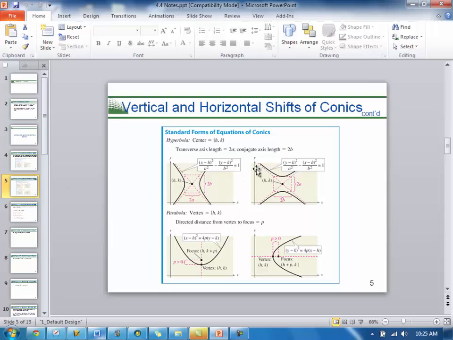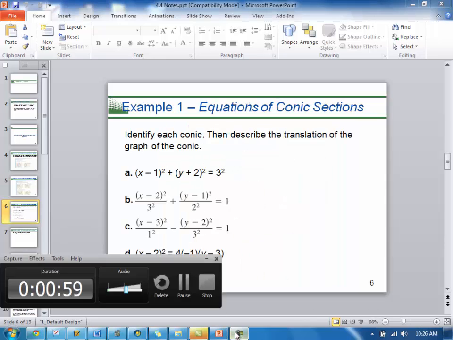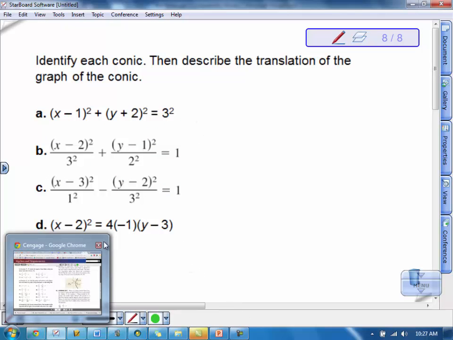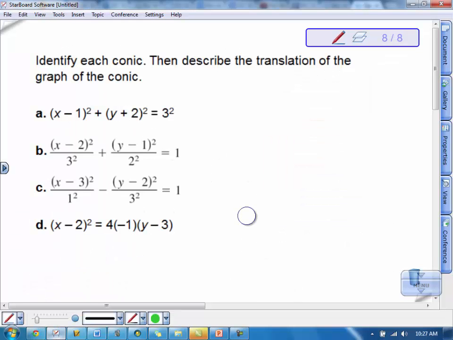All right, hyperbolas, same thing. Everything's the same, except we're now not going to be centered at the origin. So let's take a look at an example. Hopefully you guys can recognize equations of ellipses and hyperbolas, like these, for example. The first one is a circle.